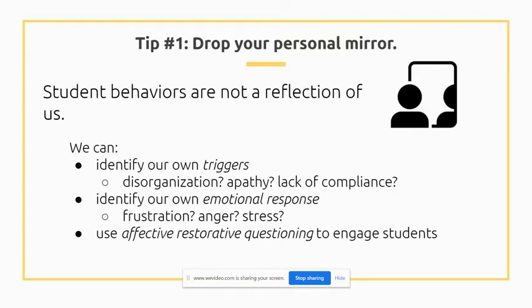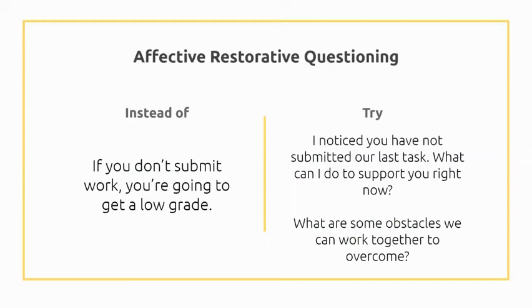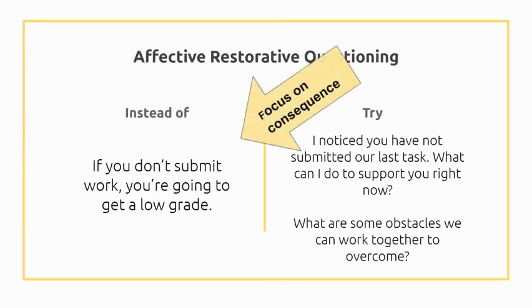By identifying our own personal triggers and emotional responses, we can use affective restorative questioning to engage our students. Affective restorative questioning is an informal practice that can have a positive cumulative impact on students by prioritizing the adult student relationship over compliance. The key is to avoid focusing on the consequence of their behavior, which they will perceive as punishment.